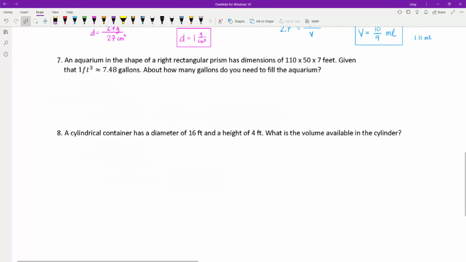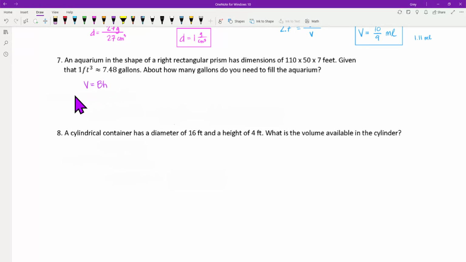An aquarium in the shape of a right rectangular prism has dimensions of 110 times by 50 by 70. Given that 1 cubic foot is equal to 7.48 gallons, about how many gallons do you need to fill the aquarium? So clearly I have to find that volume first. So the volume is area of the base times the height.